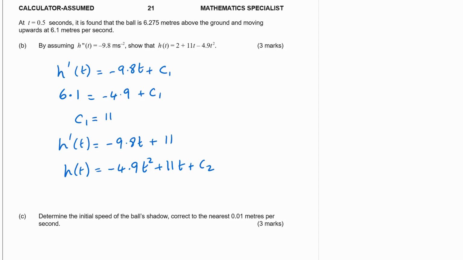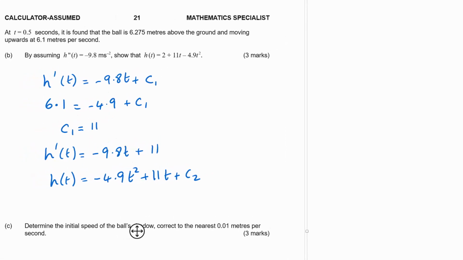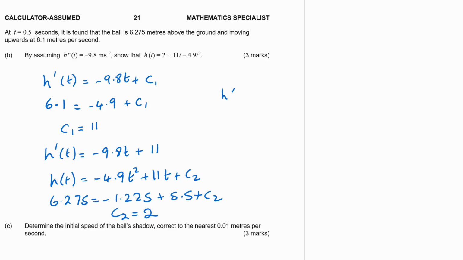And we know that when t is 0.5, that h is 6.275. Substitute in, and we get 6.275 is negative 4.9 times 0.5 squared, which is negative 1.225, plus 11 times 0.5, which is 5.5, add c2, and so all of that gives me that c2 is equal to 2, and therefore h of t is going to be 2 plus 11t, take away 4.9t squared, as required.